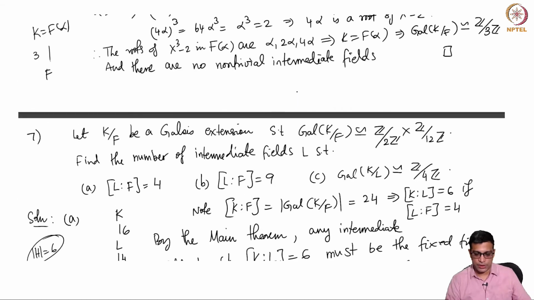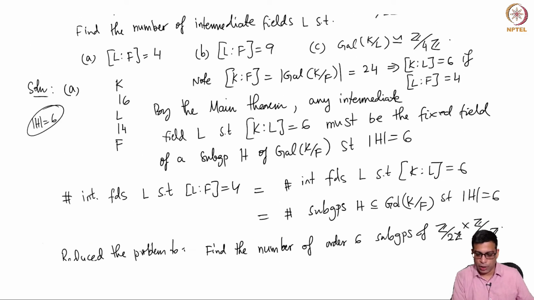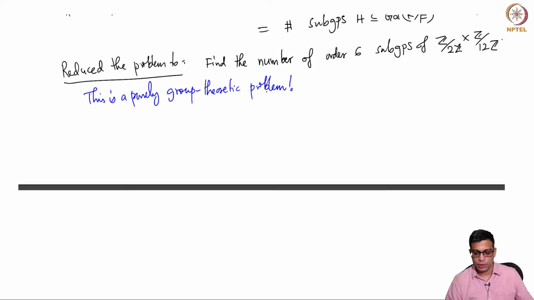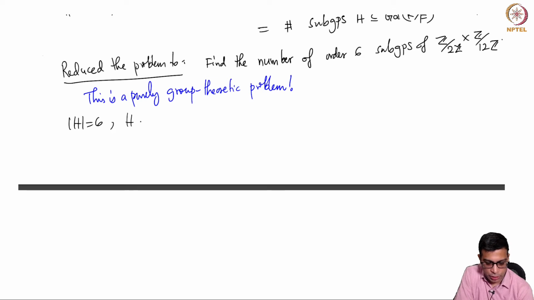Okay, so what was originally a field theory question became really a group theory question because of the main theorem. That is the crucial ingredient in this solution. Okay, now I will just quickly tell you how to do this. You all know what Z mod 2Z cross Z mod 12Z is. So first note that if the order of H is 6, in general H can be either this or the cyclic group of order 6. But H is a subgroup of Z mod 2 cross Z mod 12.